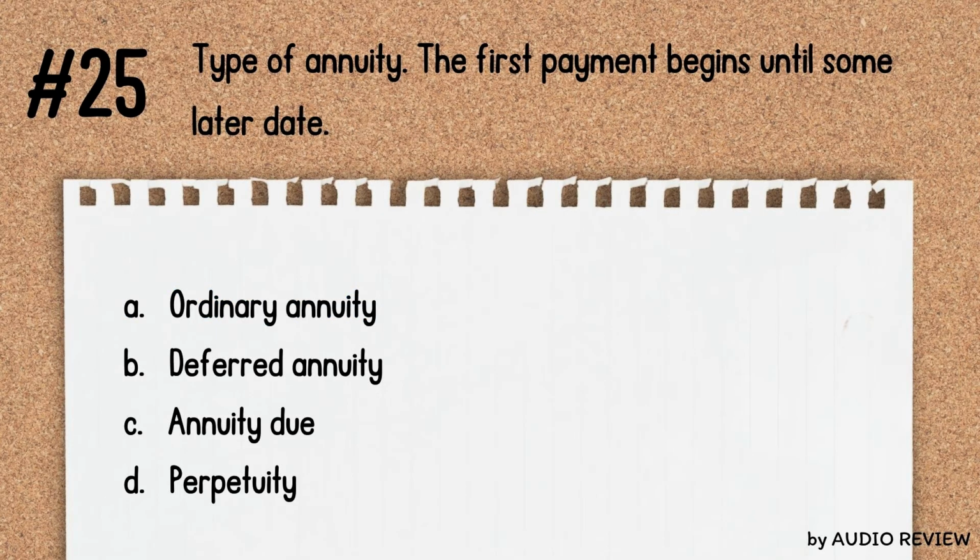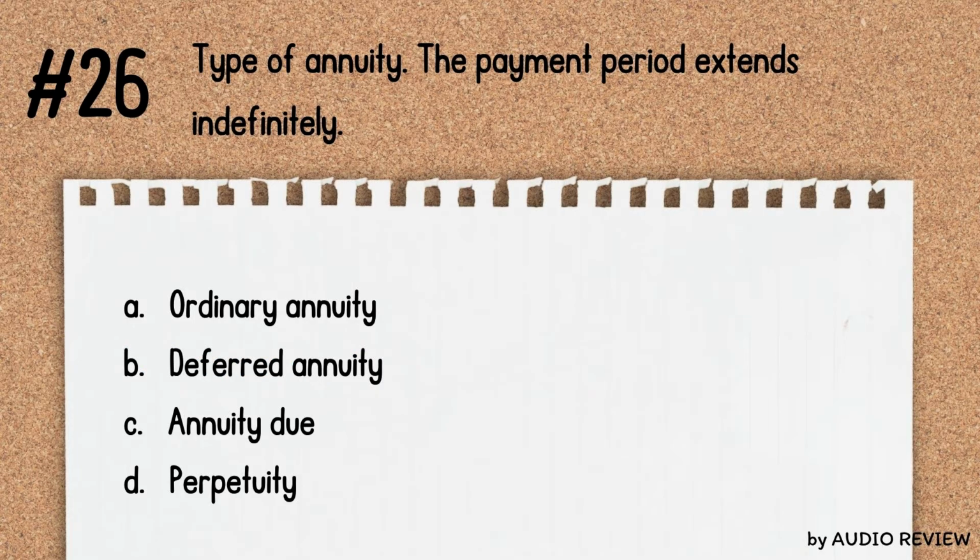Question number 25. Type of annuity. The first payment begins until some later date. A. Ordinary annuity. B. Deferred annuity. C. Annuity due. D. Perpetuity. The answer? It's B. Deferred annuity. It is a type of annuity where the first payment begins until some later date. Deferred annuity.